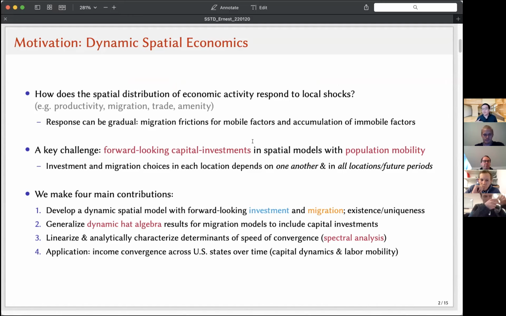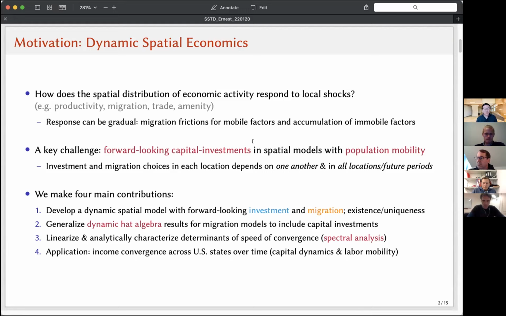Now, the response of economic activity to changes in these fundamentals can be gradual due to either migration frictions for factors that are mobile. For example, it takes people several years to migrate out of declining states into rising states, or due to slow accumulation and depreciation of immobile factors, such as local land, buildings, and structures. So a key challenge in the literature is how to incorporate in a tractable way forward-looking capital investment decisions into spatial models with population mobility.